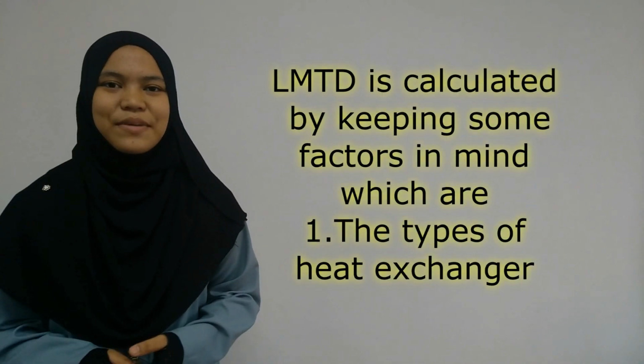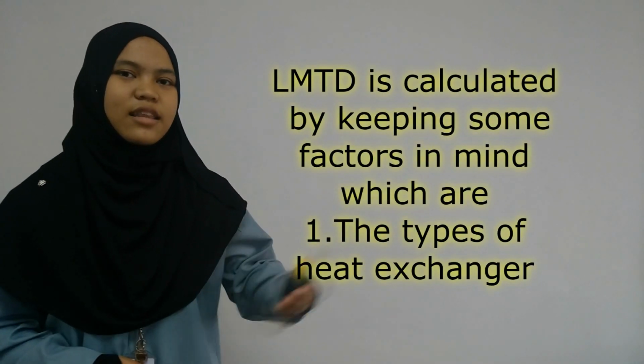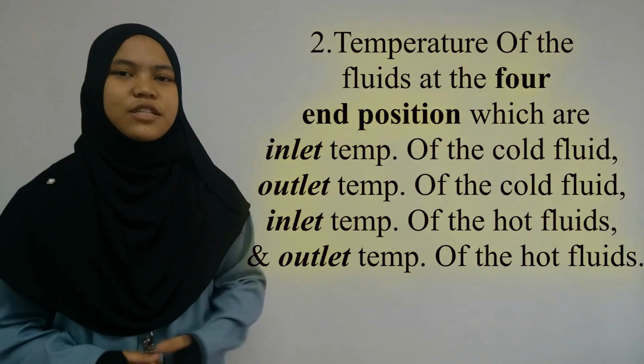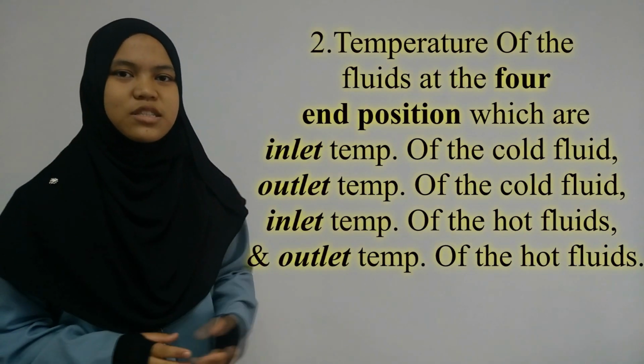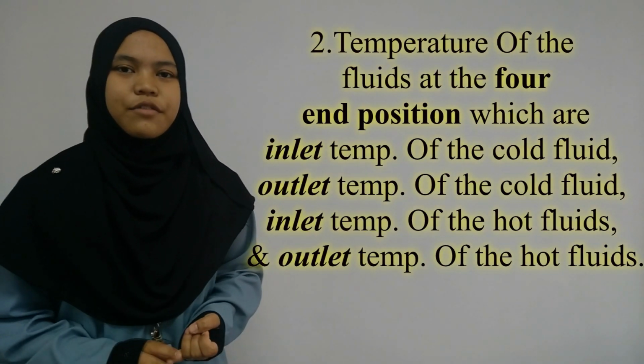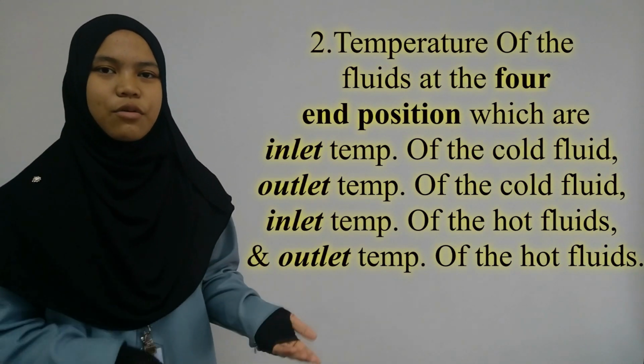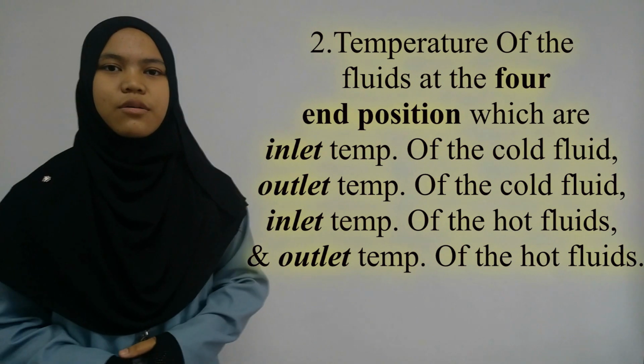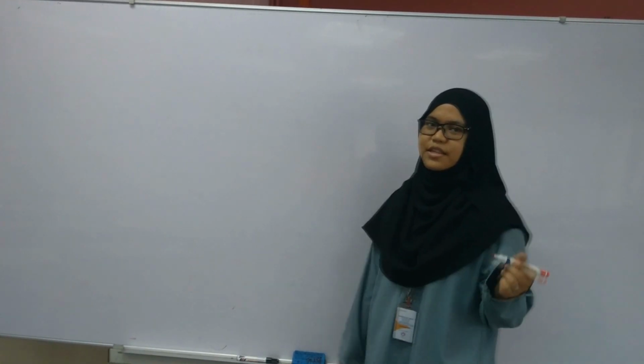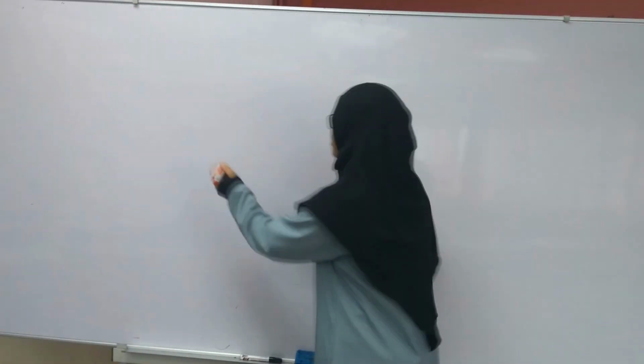LMTD is calculated by keeping some factors in mind, which are the type of heat exchanger and the temperature of the four end positions, which are inlet temperature of the hot fluid, outlet temperature of the hot fluid, inlet temperature of the cold fluid, and outlet temperature of the cold fluid. So now I will share with you the logarithmic temperature difference formula.